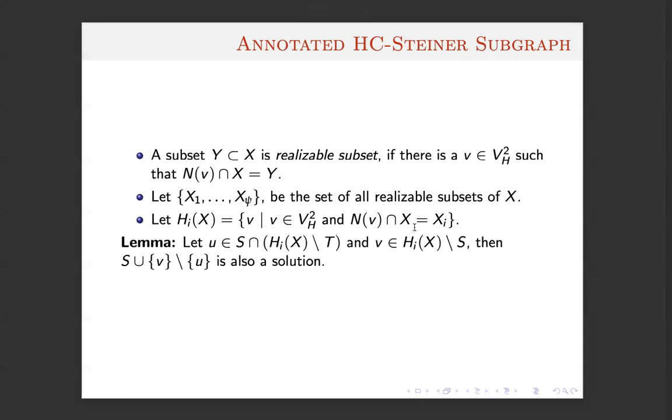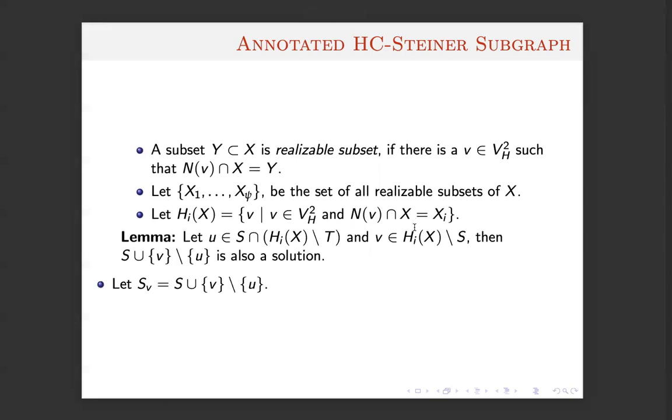Now we prove the following exchange lemma. Let there exist two vertices U and V in Hi of X, but one is in the solution, the other isn't. Then we can basically include the other one, and exclude the one which was previously in the solution, and we get a new solution. Let us see the proof. Let us denote S_V as the new potential solution, which is S union V, and we are excluding U.